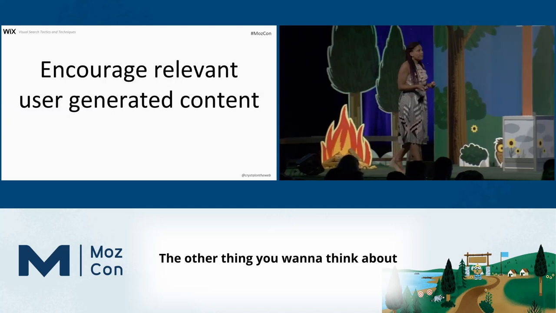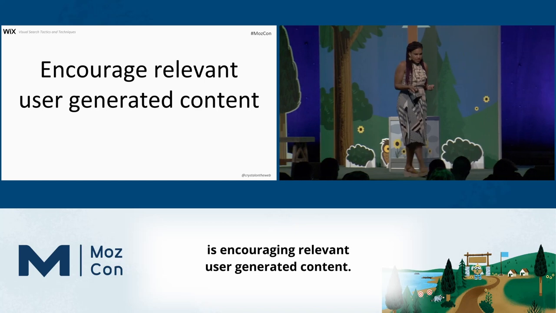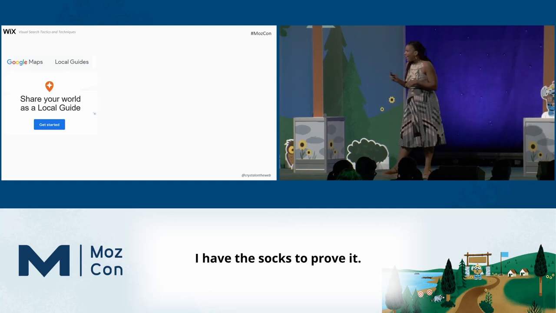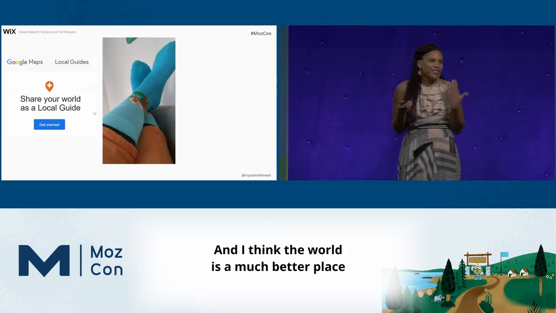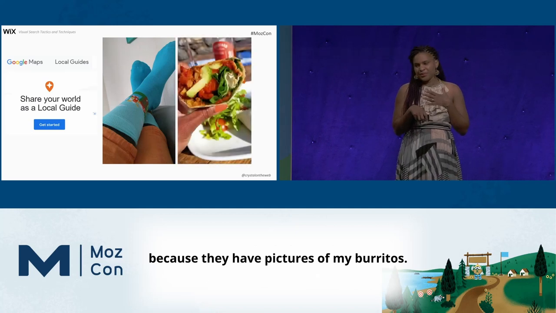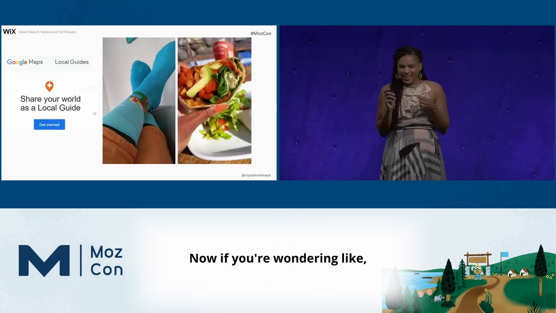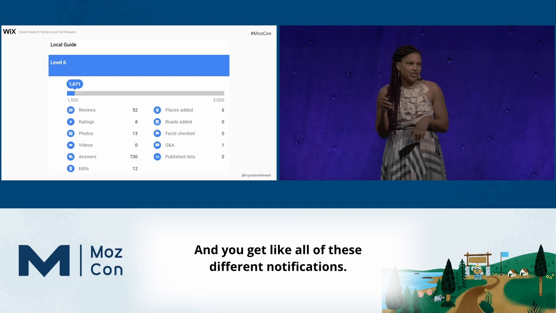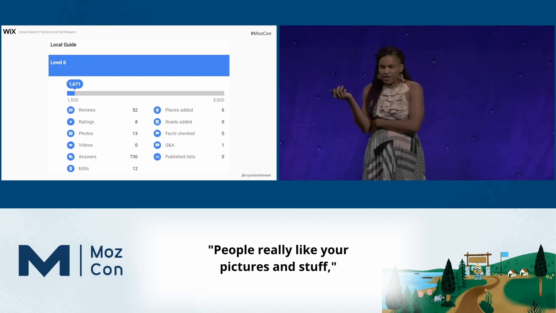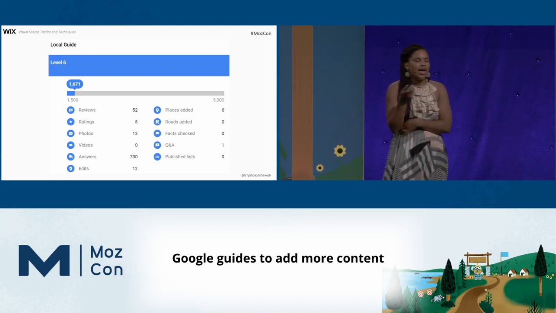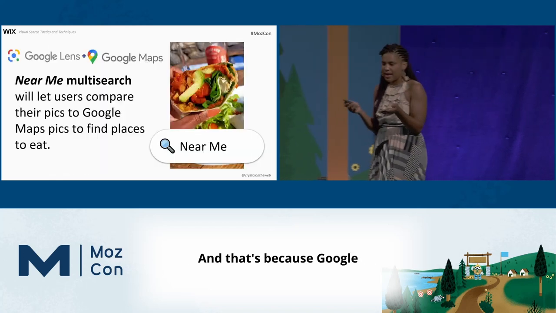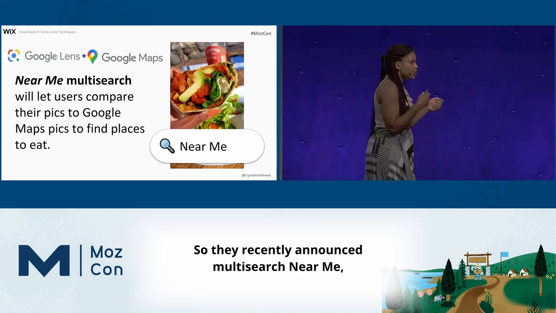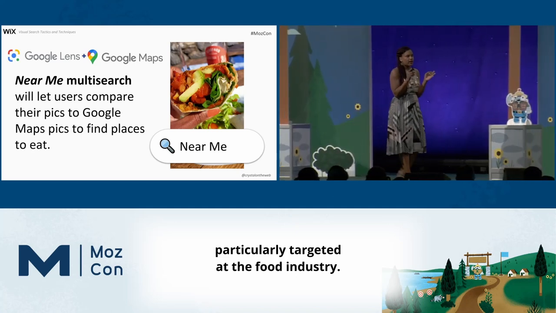The other thing you want to think about is encouraging relevant user-generated content. So, not to brag, but I am a level 6 Google Guide. I have the socks to prove it. And I think the world is a much better place because they have pictures of my burritos. Now, if you're wondering why do Google Guides do this, we do it for points. I get points and you get all of these different notifications, and they're like, oh, you did great, people really like your pictures and stuff. But Google is actively encouraging Google Guides to add more content to search all the time. And that's because Google are using this content for visual search. So they recently announced multi-search near me, particularly targeted at the food industry.